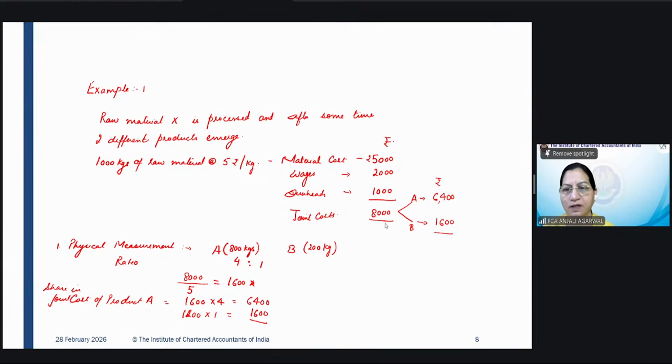Total cost is 8000. 8000 is to be apportioned between joint products A and B. We saw that A is 800 kgs and B is 200 kgs. And then we established the ratio on the basis of physical measurement, which is 4:1. So the joint cost of 8000 is to be divided amongst product A and B in the ratio of 4:1. So A will get a share of 6400 cost and B will get a share of 1600.